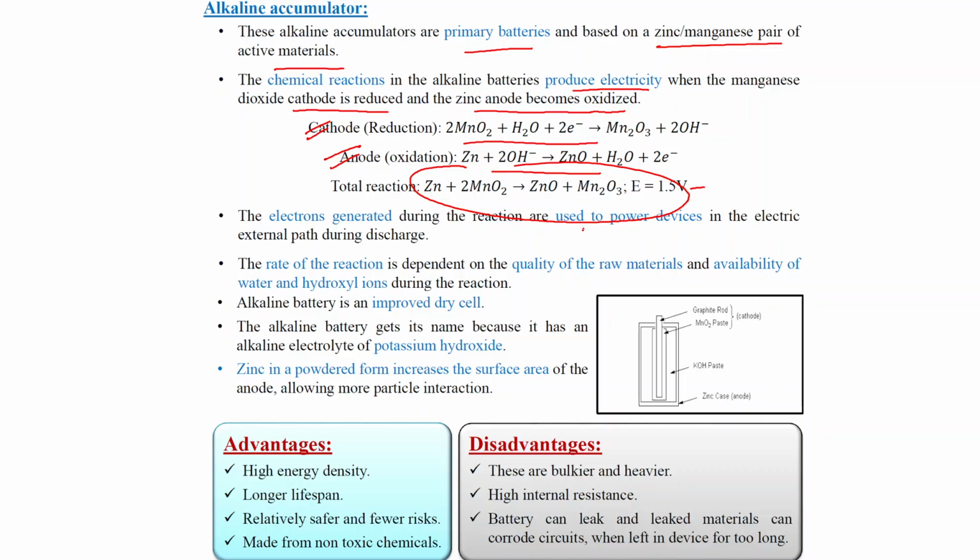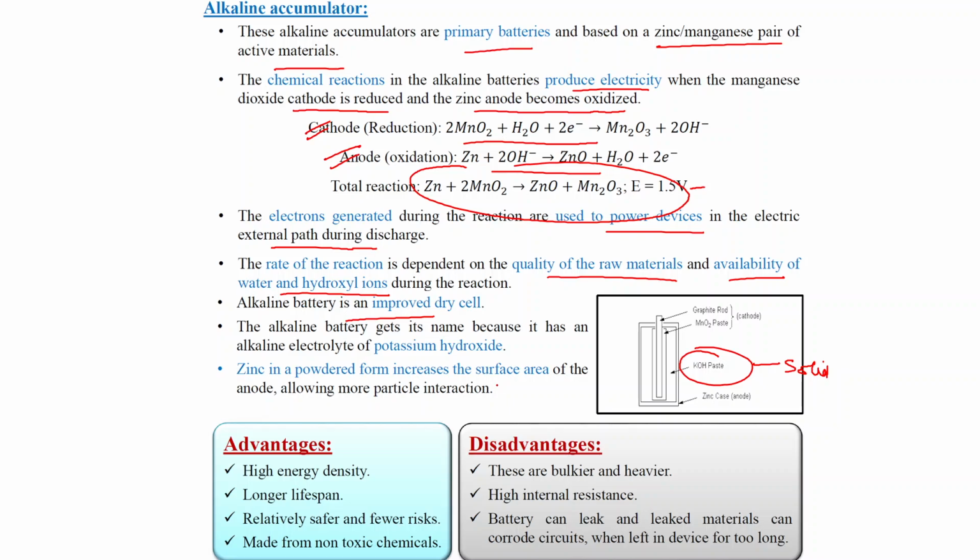The electrons generated during the reaction are used to power devices in the external electrical path during discharge. The rate of the reaction is dependent on the quality of the raw materials and availability of water and hydroxyl ions during the reaction. The alkaline battery is an improved dry battery. In a dry battery the electrolyte is basically solid, and in a flow battery the electrolyte is liquid. The alkaline battery gets its name because it has an alkaline electrolyte, that is the KOH paste, so it is solid. That's why it is a dry battery.